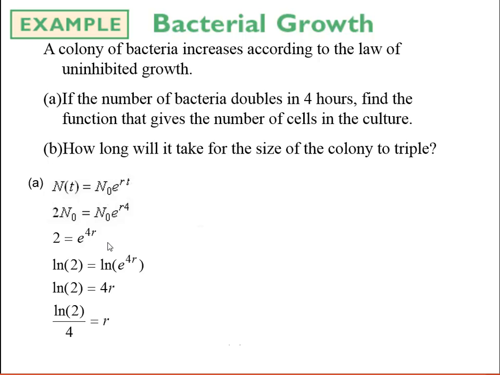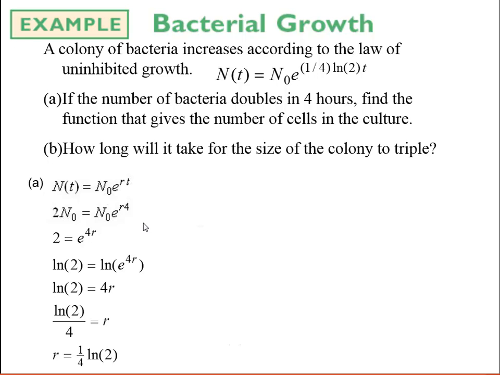Now I could get a decimal for that if I wanted to. Typically, the best thing is to leave it in an exact form so that we're not introducing rounded values into my equation. We typically don't want to round until the very, very end. So we're going to leave the growth rate in exact form. So there's my equation. That's letter A. Letter A said find the equation as a function of time. We had to find the growth rate, knowing that the population doubles in 4 hours.